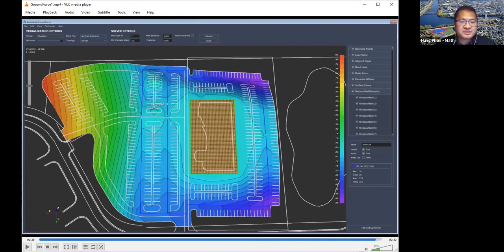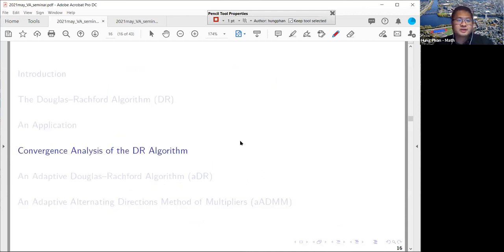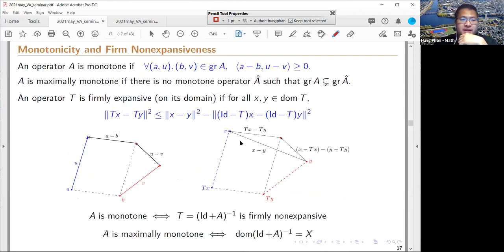Okay, so now I'll be back to our talk, the mathematical part of it. The convergence analysis of the Douglas-Rachford algorithm. And certainly we will need monotonicity and firm non-expansiveness. Monotonicity is strongly related to convex functions, and the precise definition is straightforward.